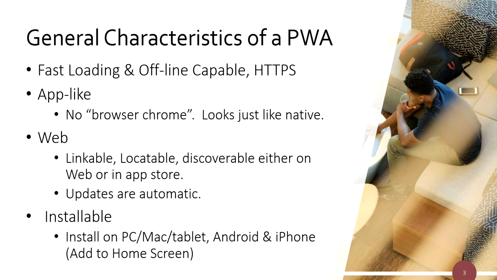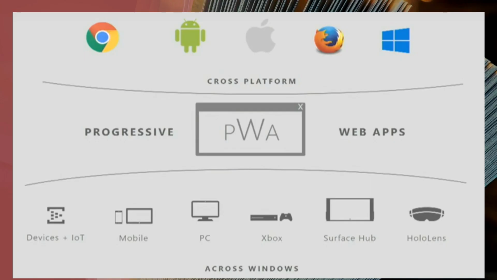Whether they're on a Mac, a PC, any kind of an iPhone, Android phone, whatever, it can just be installed. On an iPhone, just select add to home screen, and away you go. So this slide just kind of shows the cross-platform nature of a PWA. All these different types of devices, all these different types of operating systems can all support your progressive web app.